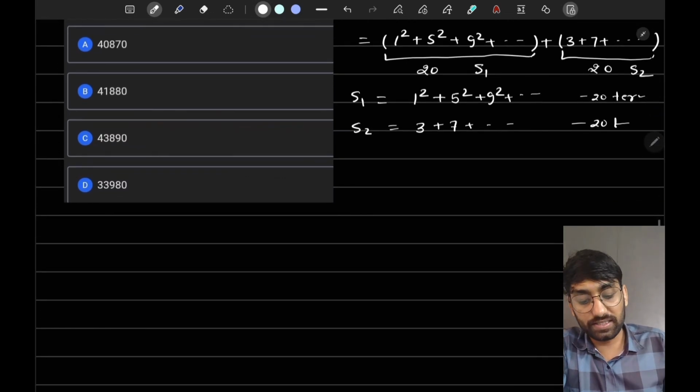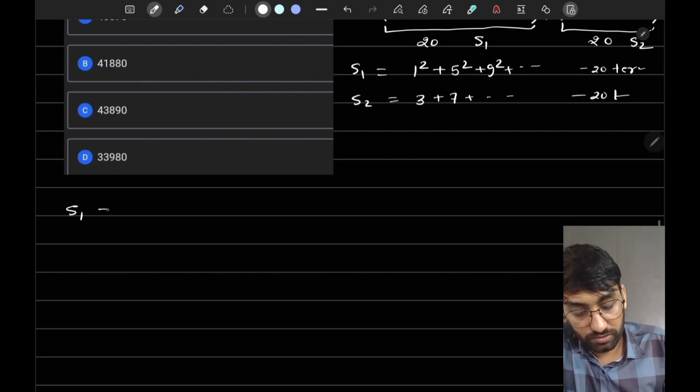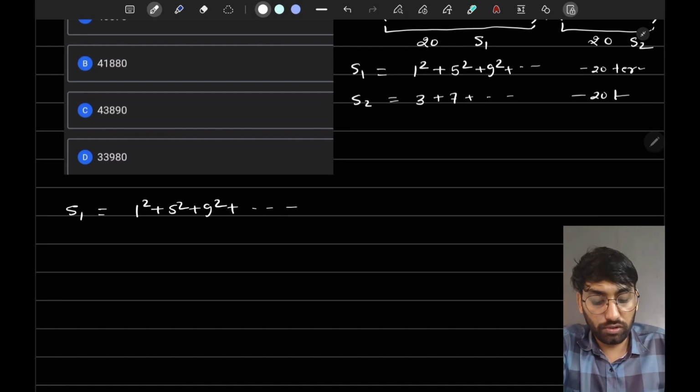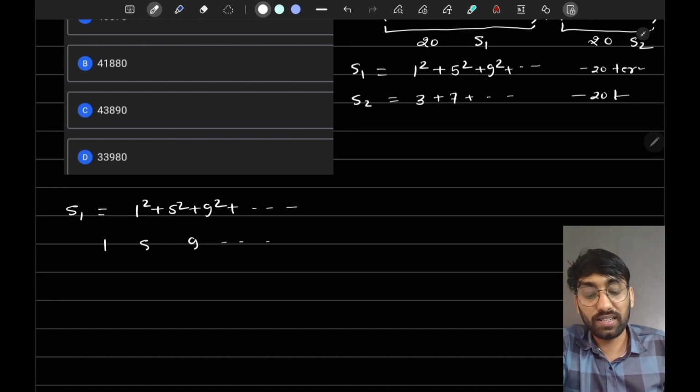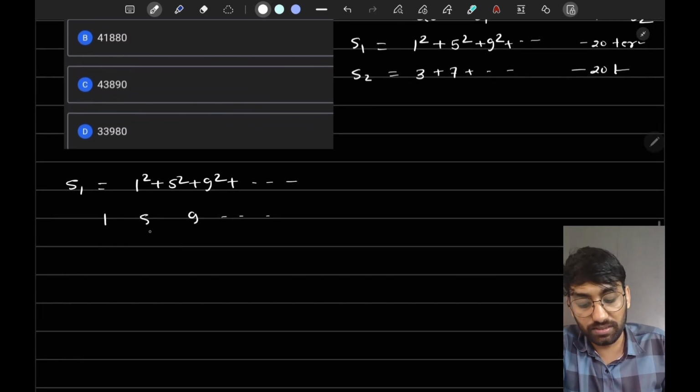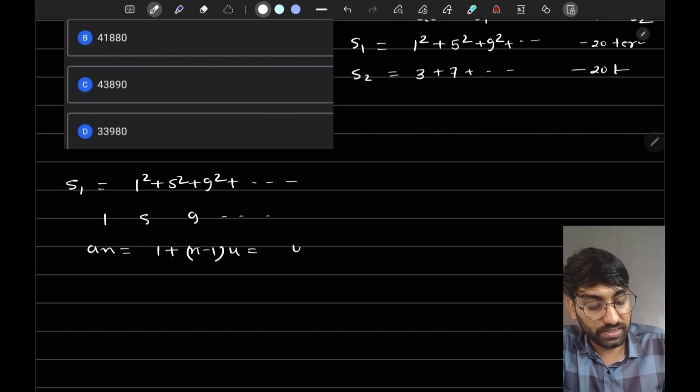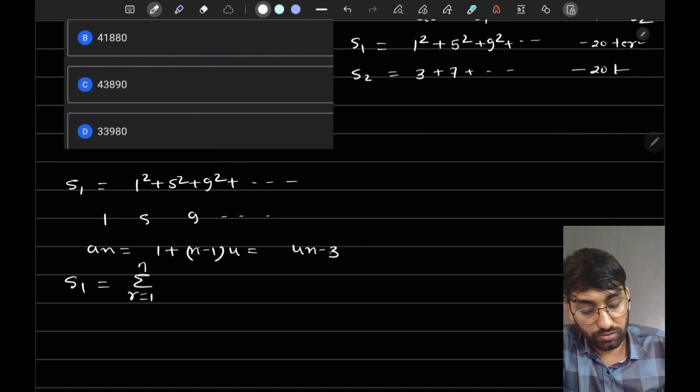Correct? Now let's take S1. S1 is 1 square plus 5 square plus 9 square and so on till 20 terms. Now if you closely observe the inside terms 1, 5, 9 and so on, that is in AP. So if someone asks what will be its nth term, the nth term will be 1 plus n minus 1, and the d value is 4 here. That becomes 4n minus 3. So this S1 can be written as summation over r from 1 to 20 of (4r minus 3) the whole square.